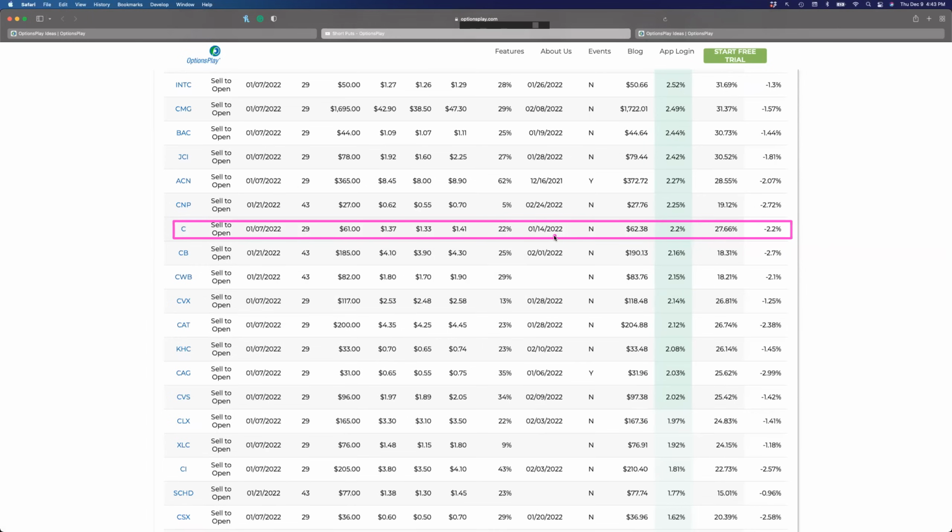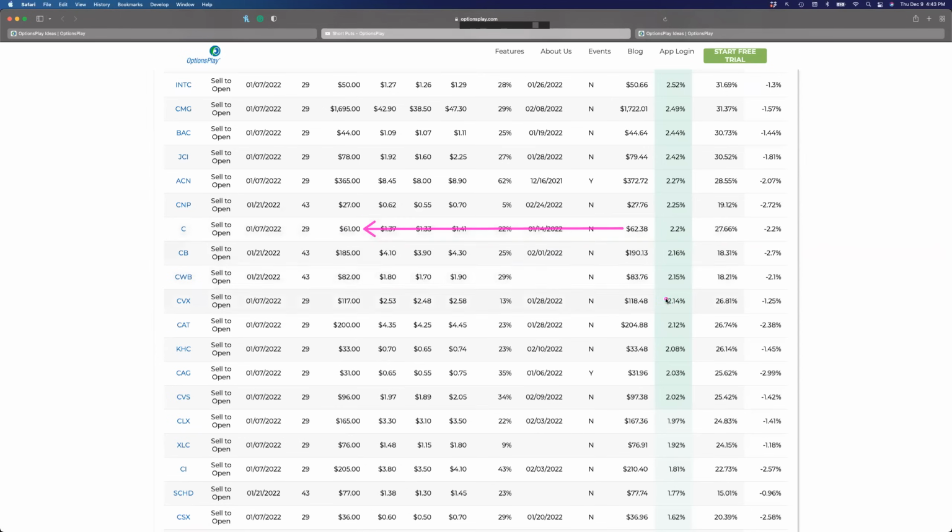It has an IV rank of 22%. It does report earnings on the 14th of January. And this earnings flag here will tell you whether there's earnings before, now, or expiration. So the stock is at 62.5. You're selling the $61 put option. This is going to give you a 2.2% discount on the particular trade, or a 27% yield. And this is a strike price that's about 2.5% below the current price of the stock.